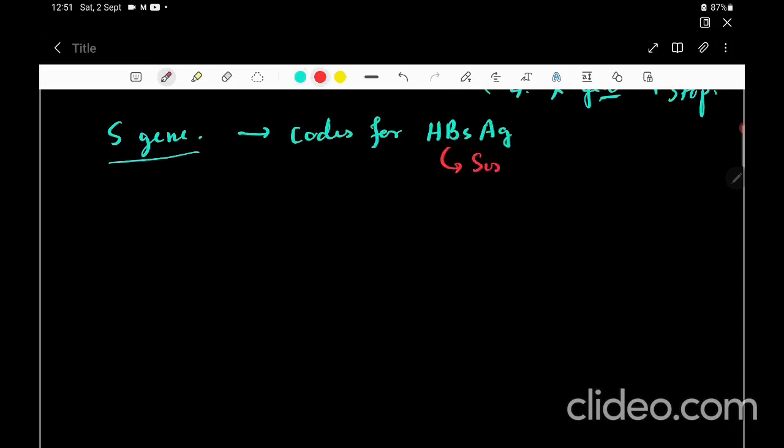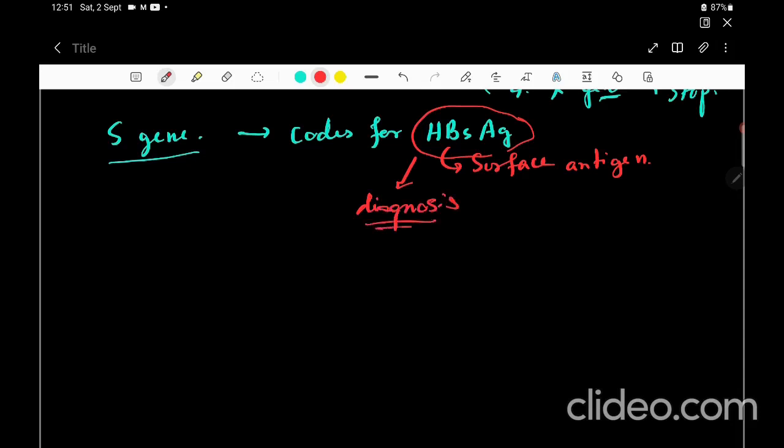Now, what is this S gene? S gene codes for HBsAg, the surface antigen. Quantification of this HBsAg is often used in diagnosis. So this HBsAg is very important from a clinical perspective.